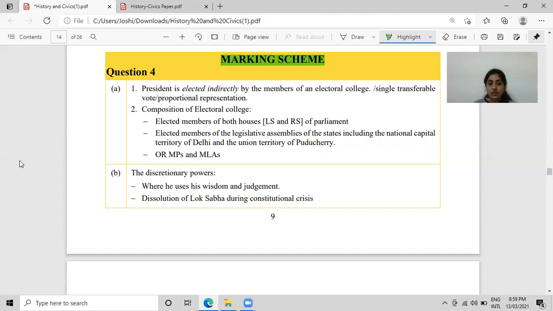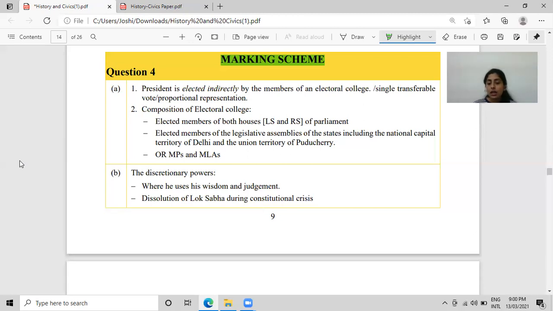So let's discuss that. Point number 1, elected members of both houses, that is Lok Sabha and Rajya Sabha of Parliament. Point number 2, elected members of the legislative assemblies of the states, including the National Capital Territory of Delhi and the Union Territory of Puducherry. And lastly, the MPs and MLAs, that is the members of parliaments and the members of legislative assemblies of each and every state.